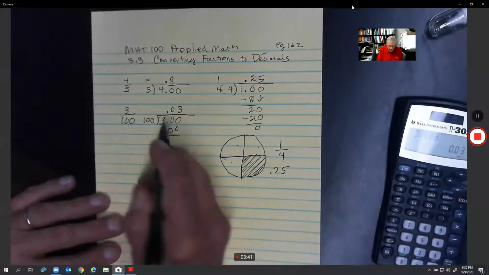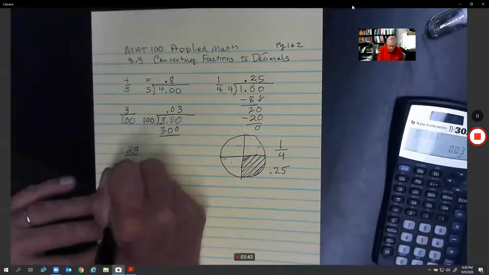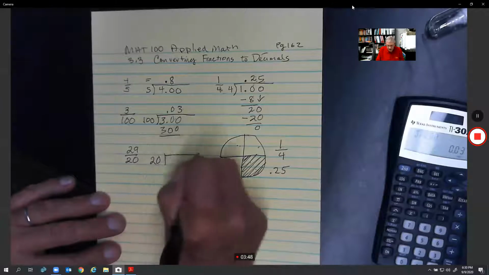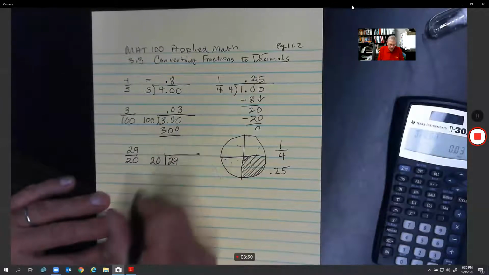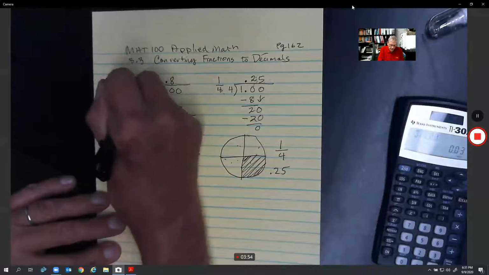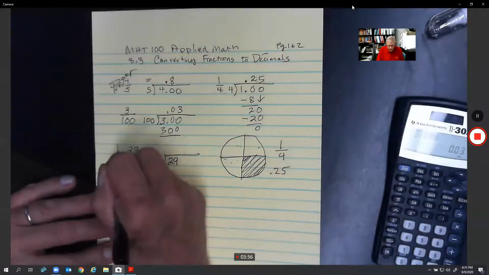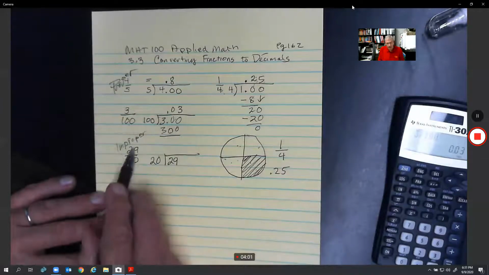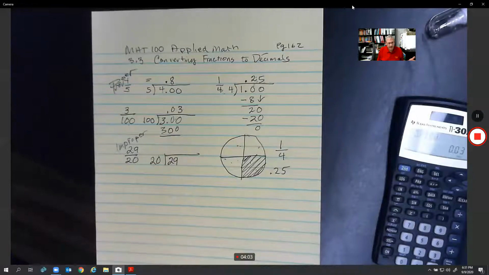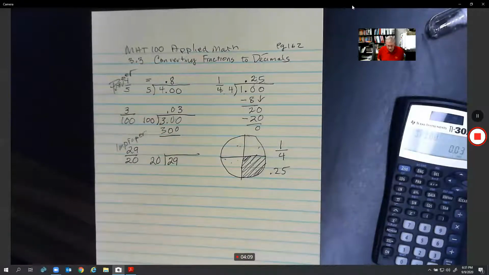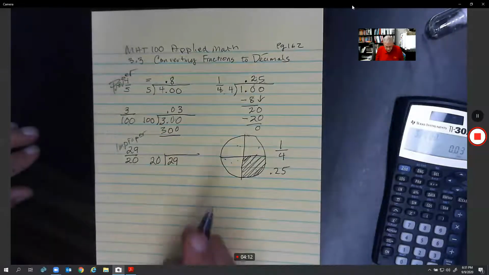Okay, how about 29 over 20? Here we have an improper fraction. See, these were proper. Now we have an improper. In an improper fraction, the top number is too big. Proper, the numerator is always smaller than the denominator. And we talked about that.